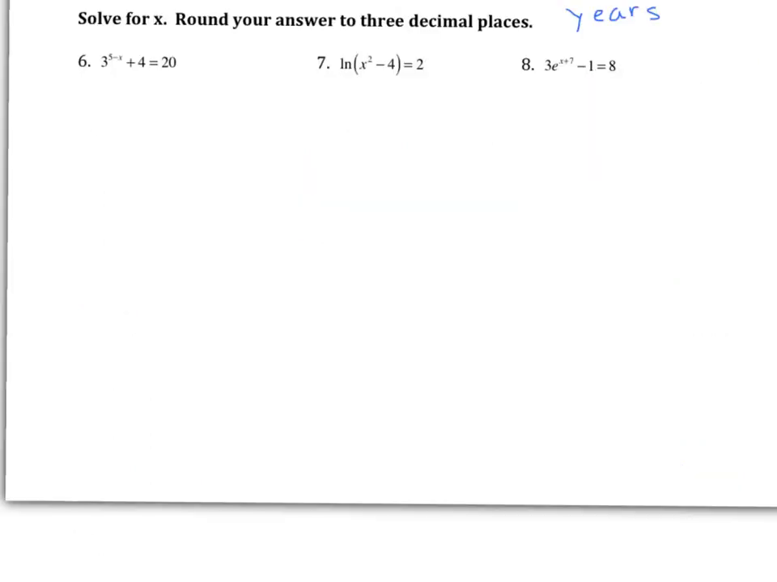For the last 3 questions, we just need to solve and then use our calculator to get the final answer. So for number 6, the first thing we want to do is subtract 4. So we have 3 to the 5 minus x equals 16. And then to get rid of the 3, we want to log base 3. So we have 5 minus x equals log base 3 of 16. And then we want to add x to the other side and subtract log base 3 of 16. So we have 5 minus log base 3 of 16 equals x.